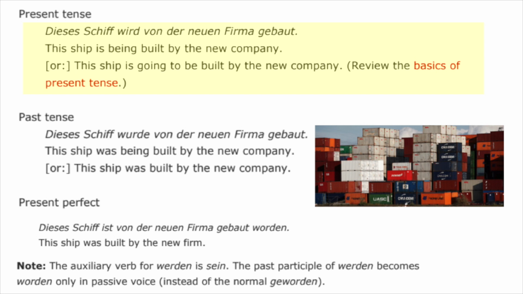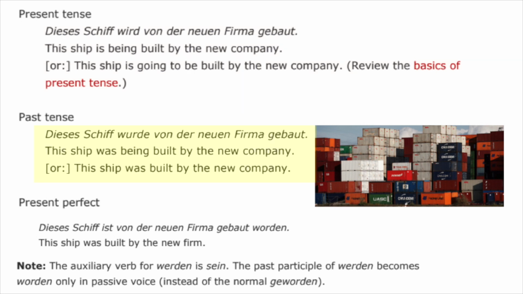Now, we might say in English, by the new company, with by as the preposition of choice, but in German, the preposition of choice is not by. It is rather of. So it was built of this new company, and gebaut we know is the past participle because the infinitive is bauen.